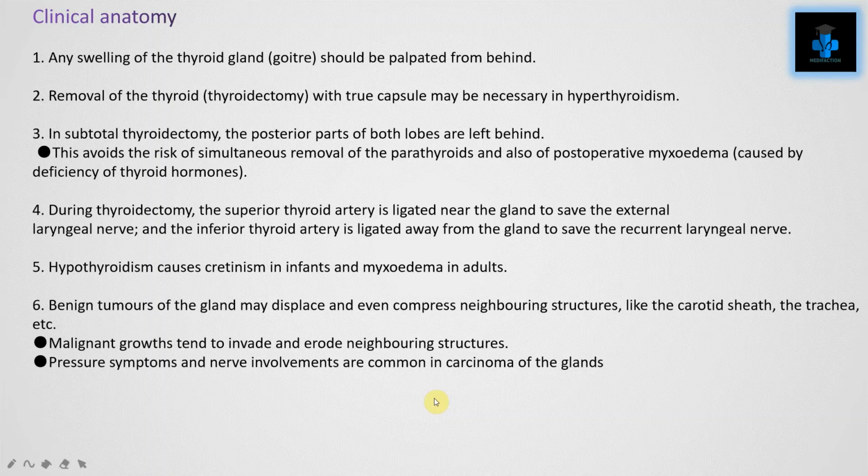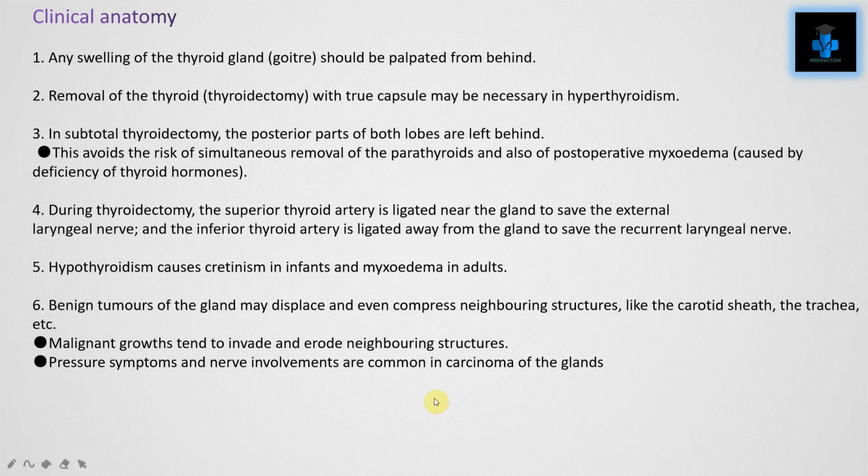Number 1. Any swelling on the thyroid gland, goiter, should be palpated from behind. Number 2. Removal of the thyroid, known as thyroidectomy, with true capsule may be necessary in case of hyperthyroidism. Number 3. In subtotal thyroidectomy, the posterior parts of both lobes are left behind. This avoids the risk of simultaneous removal of parathyroids and also postoperative myxedema caused by deficiency of thyroid hormones.